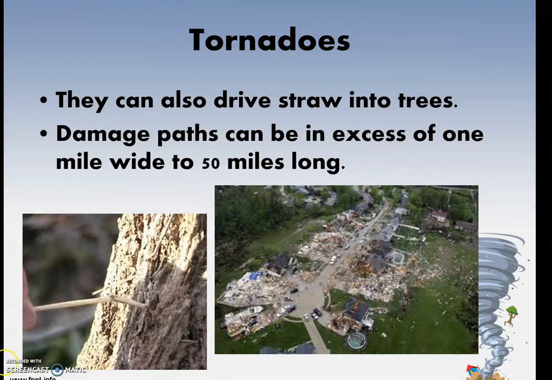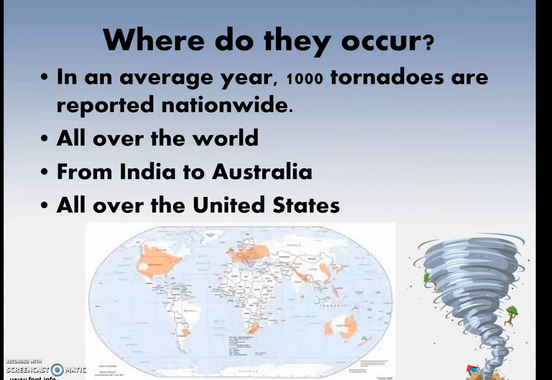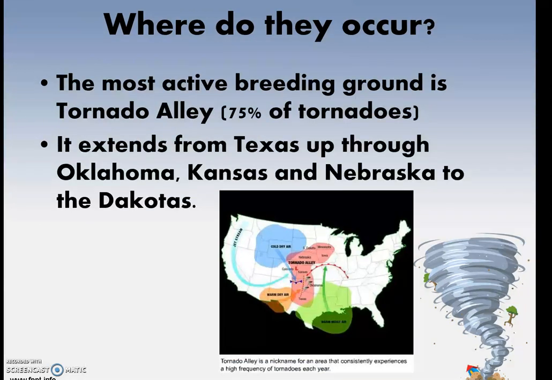Tornadoes can be going so fast they could drive, as this picture shows, pieces of straw into trees and create paths of damage over 50 miles long. On average, there are 1,000 tornadoes nationwide. They're all over the world, from India to Australia, but most occur in the United States, in a place called Tornado Alley, the most active breeding ground for tornadoes, which is in the middle of the United States here. It extends from Texas up through Oklahoma, Kansas, Nebraska, and the Dakotas.